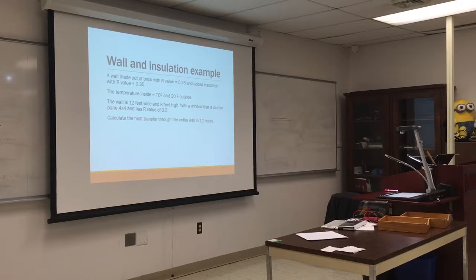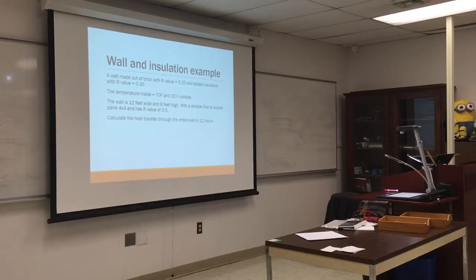What is my delta T? 70 minus 20. Hold on, it's not 0.55, it's 0.6. So then the U is 1.67. Okay. So 70 minus 20, that's 50 degrees. Fair?